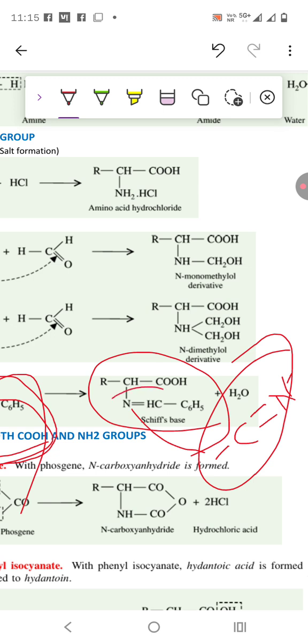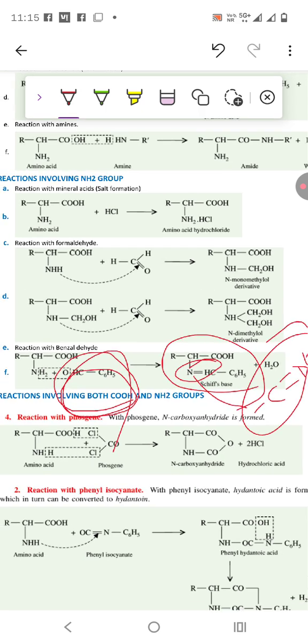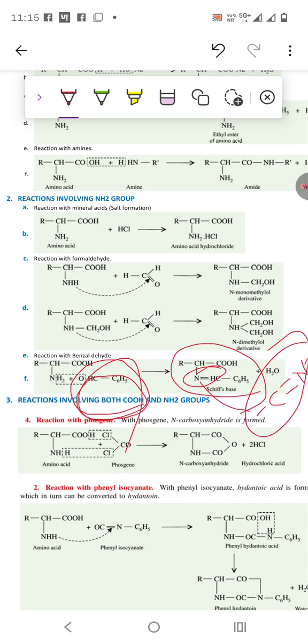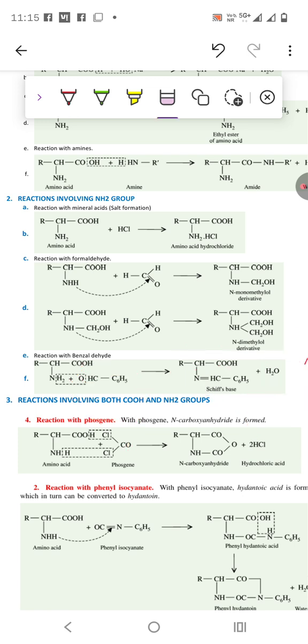C double bond N, imine. So this is a Schiff base formation when benzaldehyde reacts with amino acid. Clear?